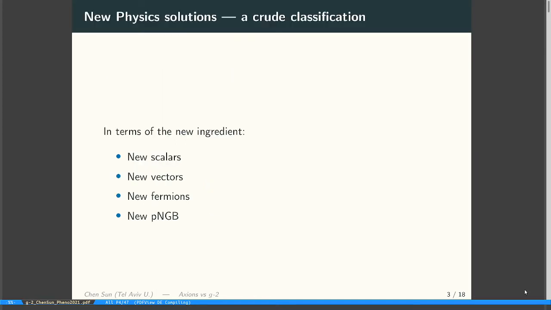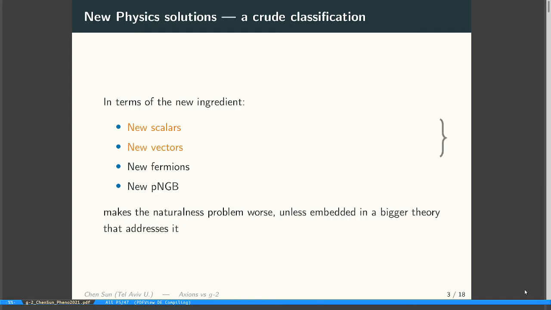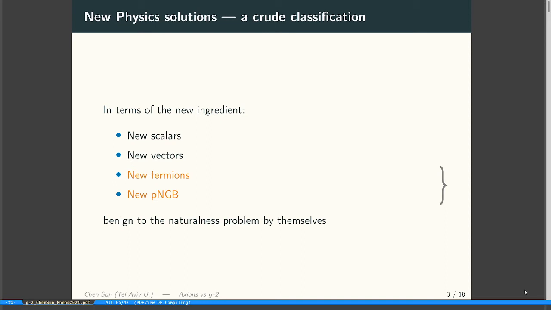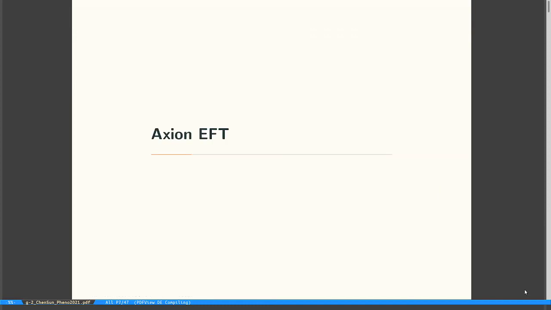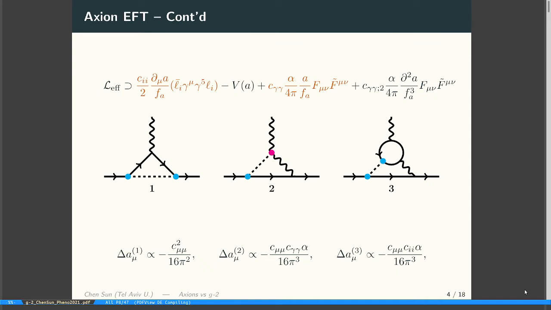And from a theoretical point of view, if we want to extend the standard model, we have quite a few choices. We could, in principle, go with new scalars and new vectors, which could make the naturalness problem worse, unless they are embedded in a bigger theory like SUSY. Or we could turn to new fermions or new Nambu-Goldstone bosons, which makes the axion a very appealing candidate if it could address the muon G-2 anomaly. And now let me very quickly go through this axion effective field theory just to underline the viable parameter space if we use it to address the muon G-2.